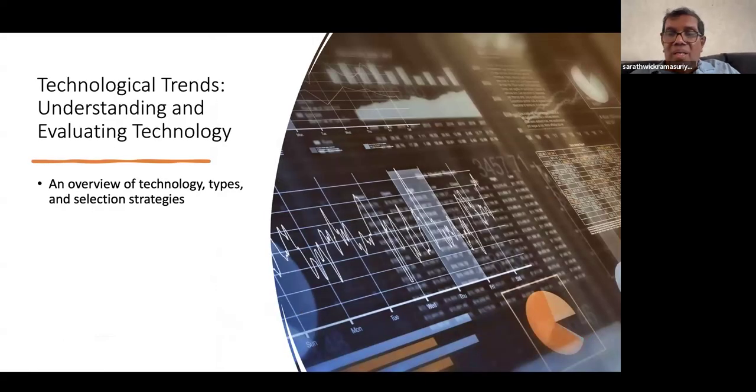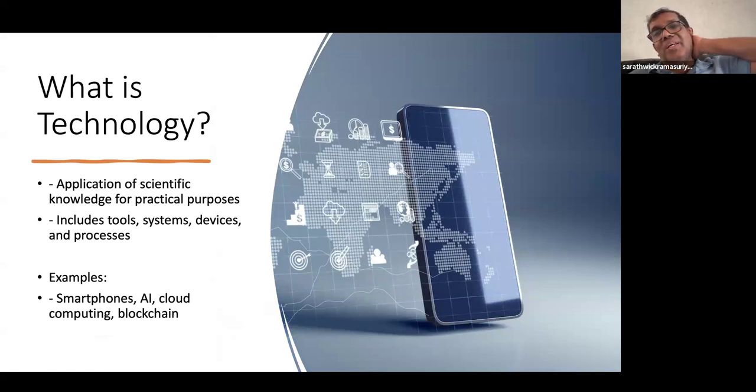Now, what is technology? Technology is the application of scientific knowledge for practical purposes, right? So it includes tools, systems, devices, and processes. For example, everyone is now talking about IoT. What do you mean by IoT? IoT came to give us smart systems. Rather than mincing words, we will go to an example.